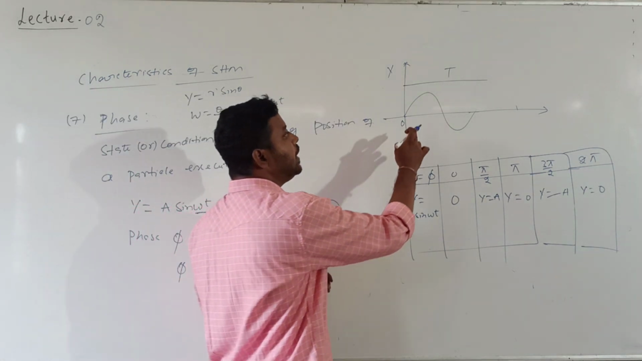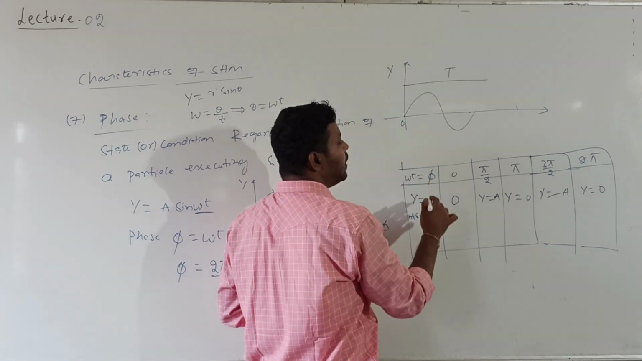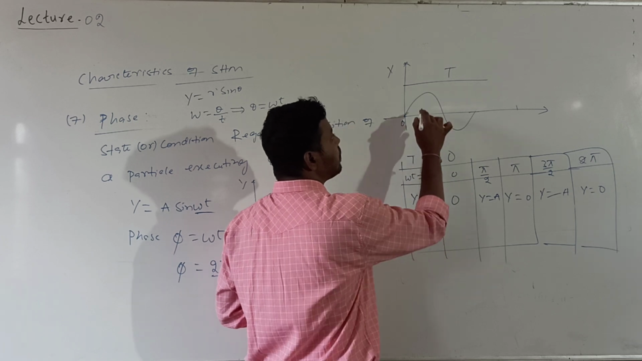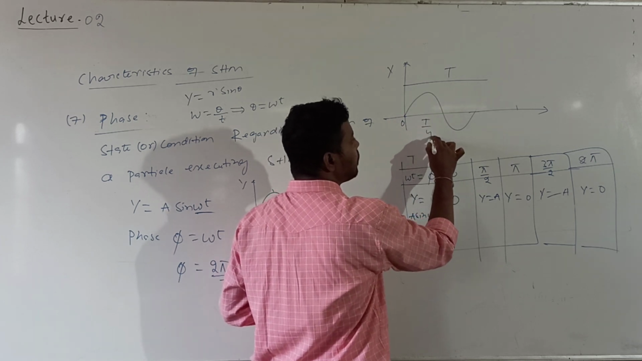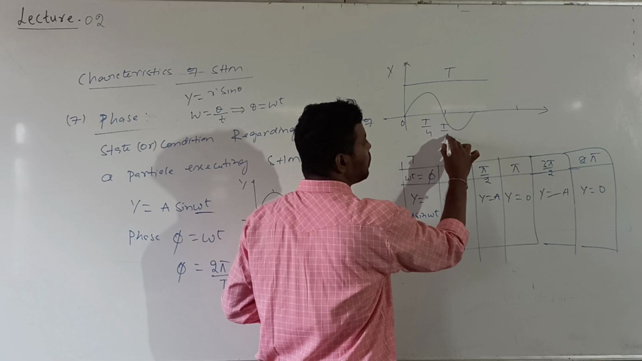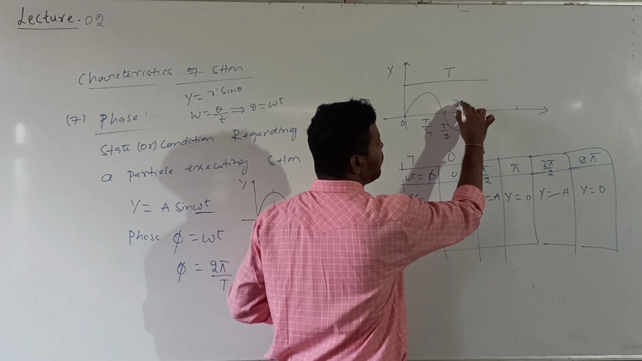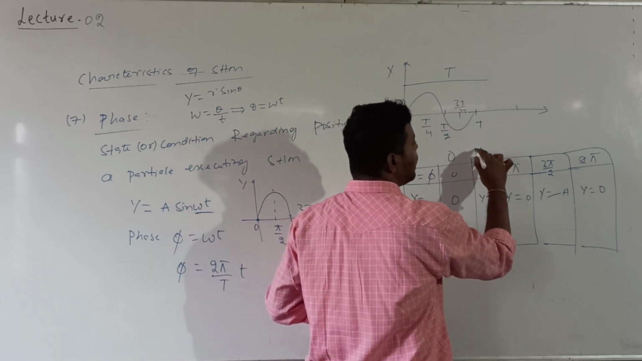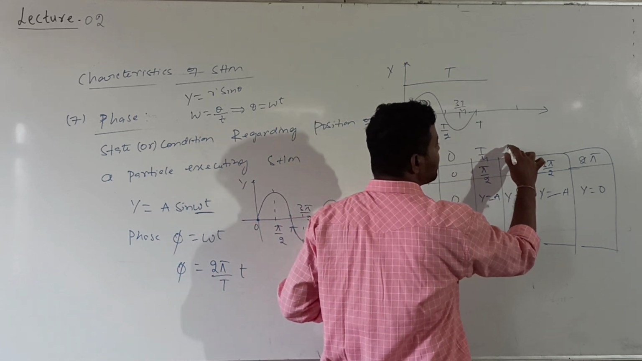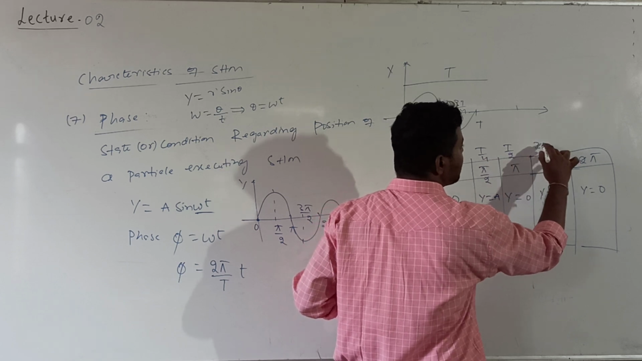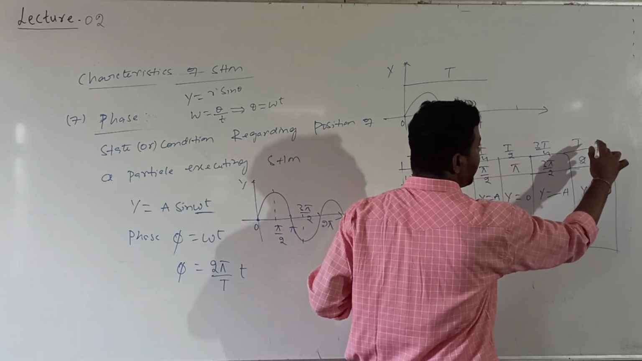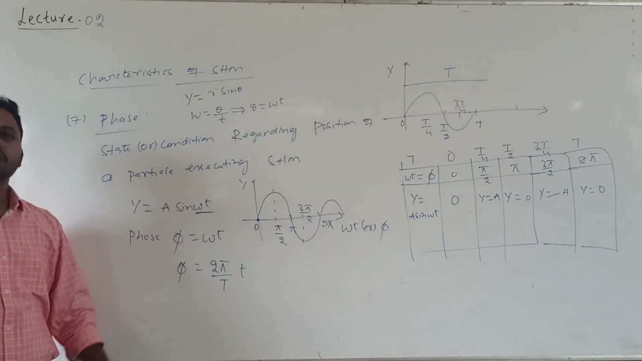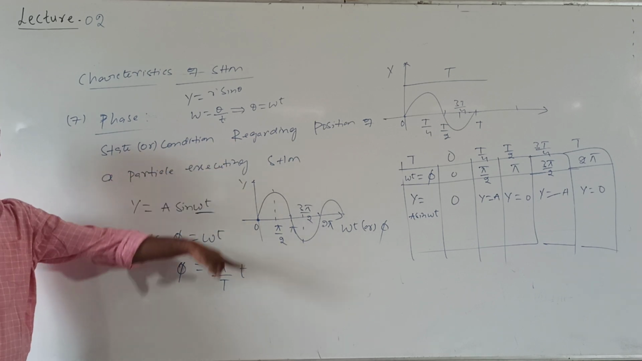Now dividing this time period into 4 parts. Initially the time value is 0. Here the time is T by 4. Here the time is T by 2. Here the time is 3T by 4. Here the time is T. So these values are T by 4, T by 2, 3T by 4, and T. Whenever the time value is equal to 0, where was the particle? At the mean position.